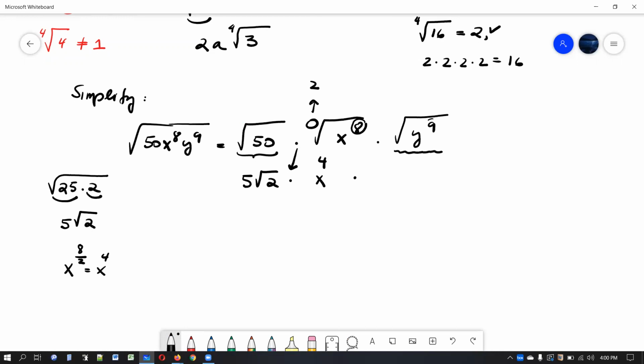I cannot divide the 9 by 2 because the division must be a complete division with no remainder. So how do I do this? Well, we are going to break y9 into y8 times y to the 1. And if you remember from the properties of exponents, when we have this, what we do is we add the exponents. So y8 times y to the 1 is y to the 9. So that's correct. And the reason we want this way is because of the following now.